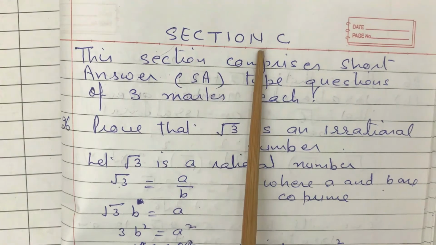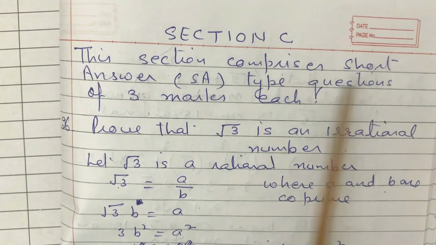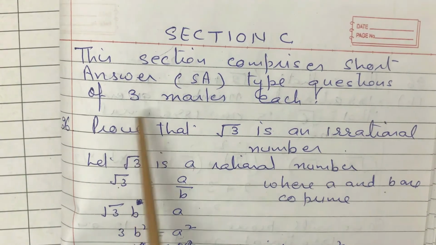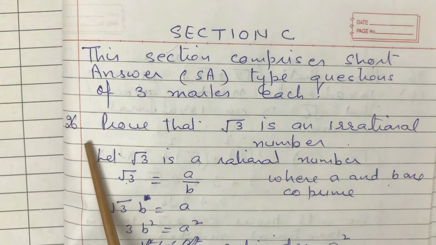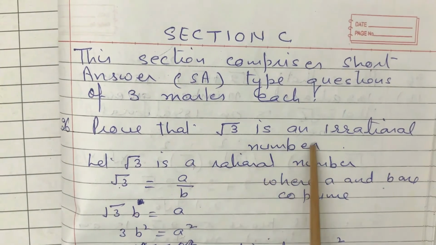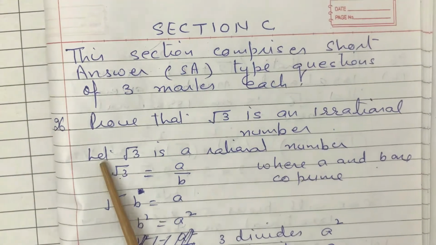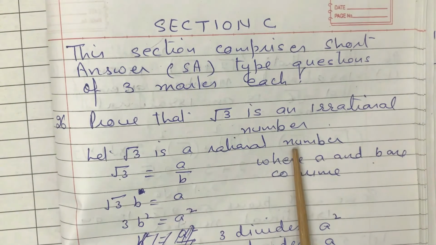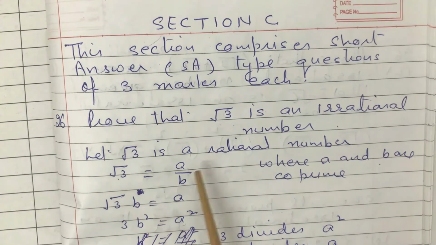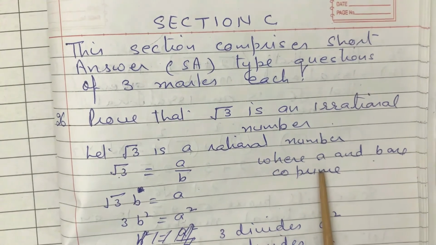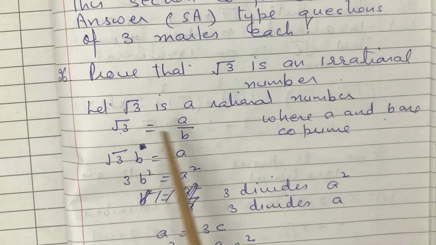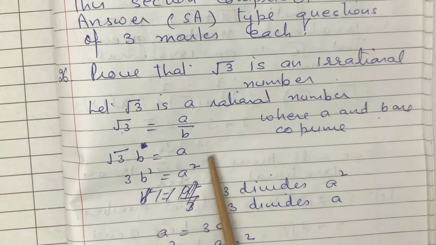Now this is section C. This section comprises short answer type questions of 3 marks each. Question number 26. Prove that root 3 is an irrational number. Let root 3 be a rational number. It means root 3 can be written as a by b where a and b are co-prime. And cross multiplied, root 3 b is equal to a.